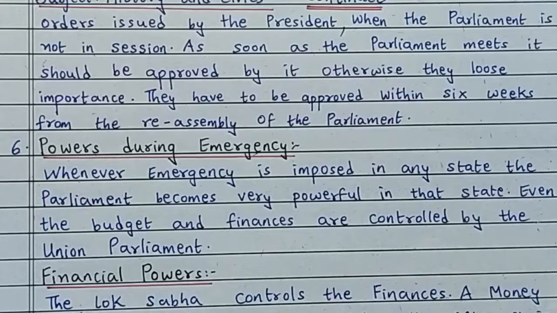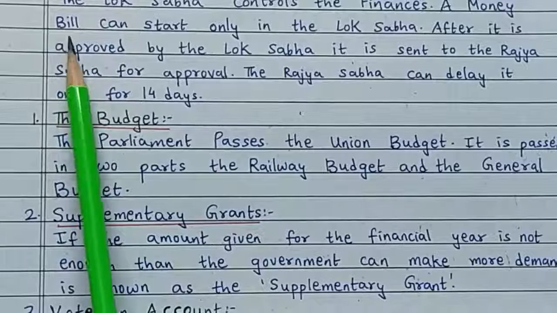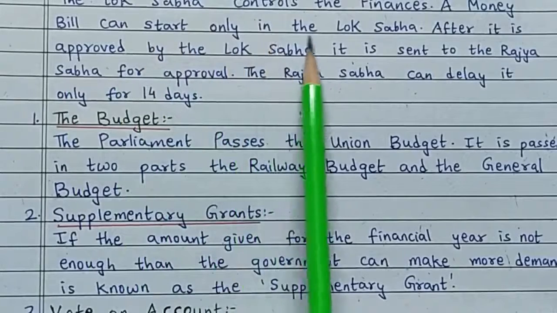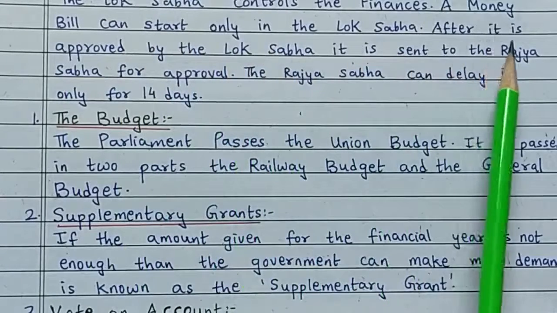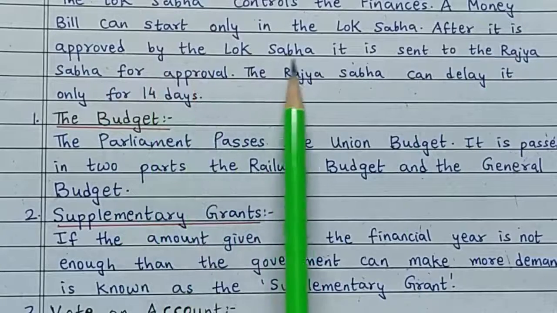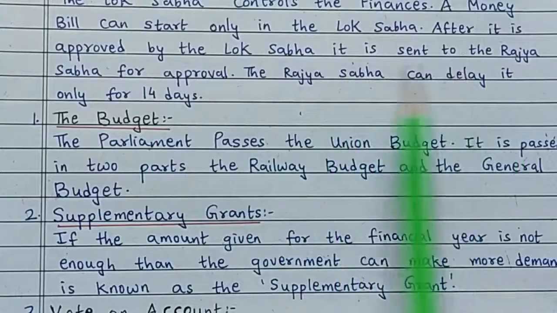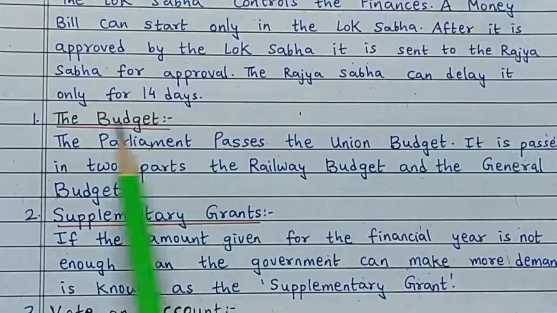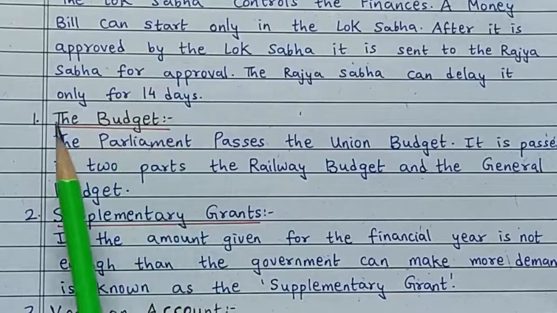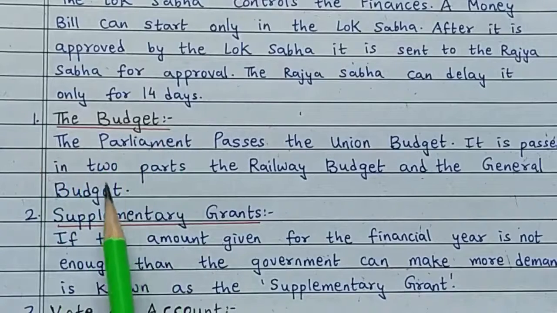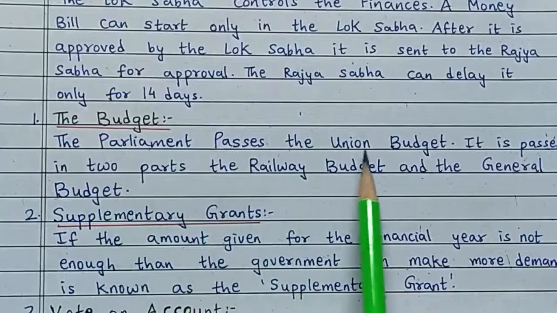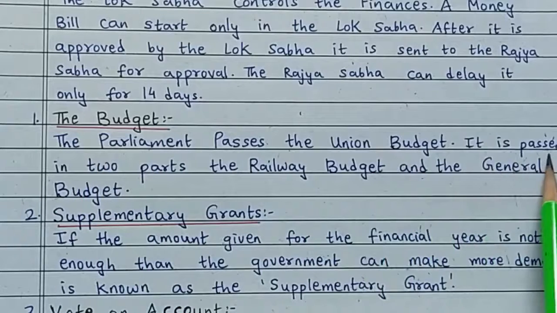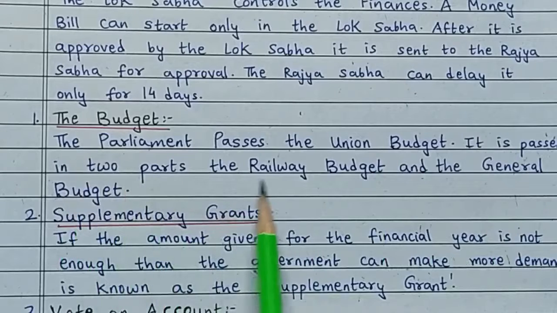Financial powers. The Lok Sabha controls the finances. A money bill can start only in the Lok Sabha. After it is approved by the Lok Sabha, it is sent to the Rajya Sabha for approval. The Rajya Sabha can delay it only for 14 days. Number 1. The budget. The Parliament passes the Union budget. It is passed in 2 parts, the railway budget and the general budget.